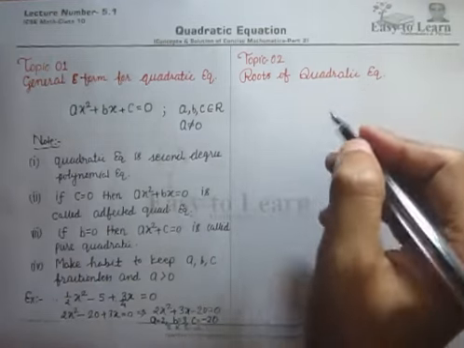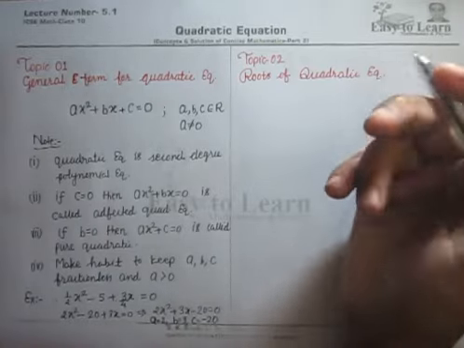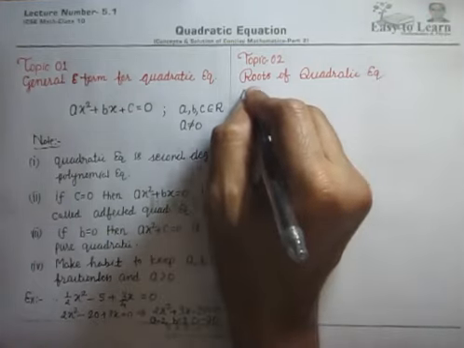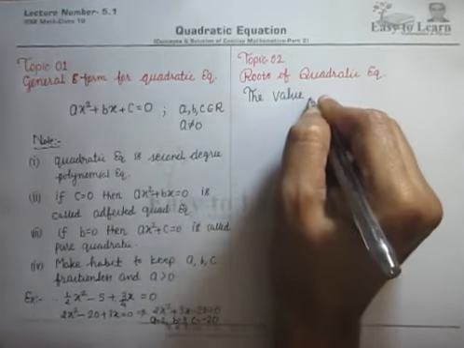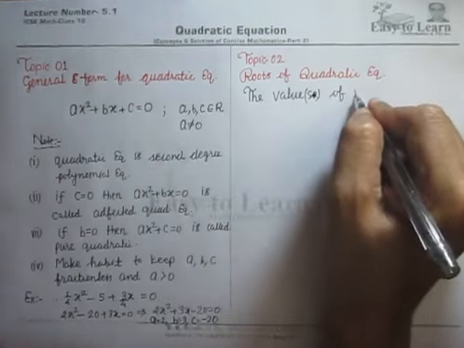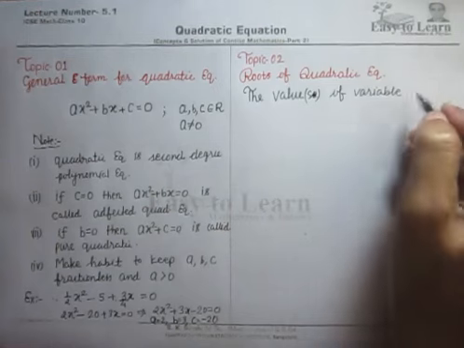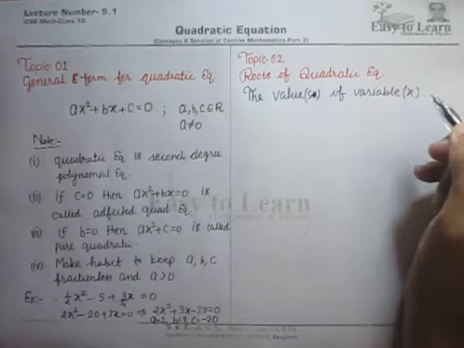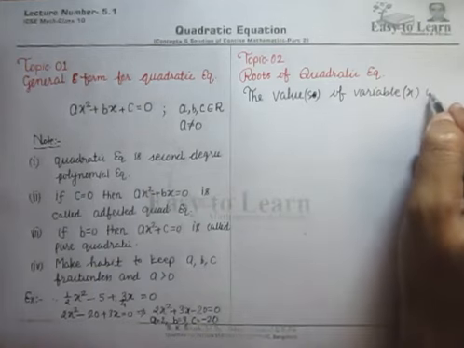So what do you mean by root of quadratic equation? In simple words, solutions of a quadratic equation are called roots of the quadratic equation. So what is the meaning of root? The value or values of variable. Generally in a quadratic equation you will be given x. Generally other variables may also be given, but generally x is given as a variable.